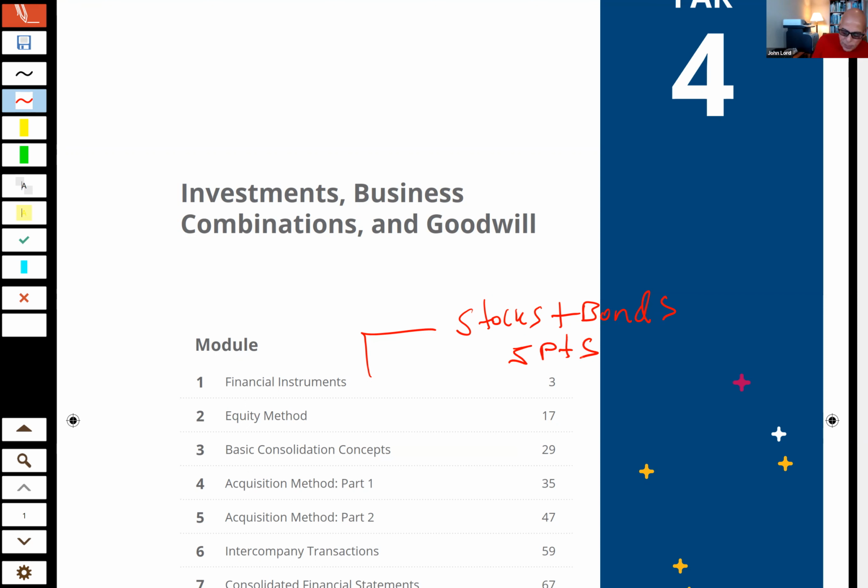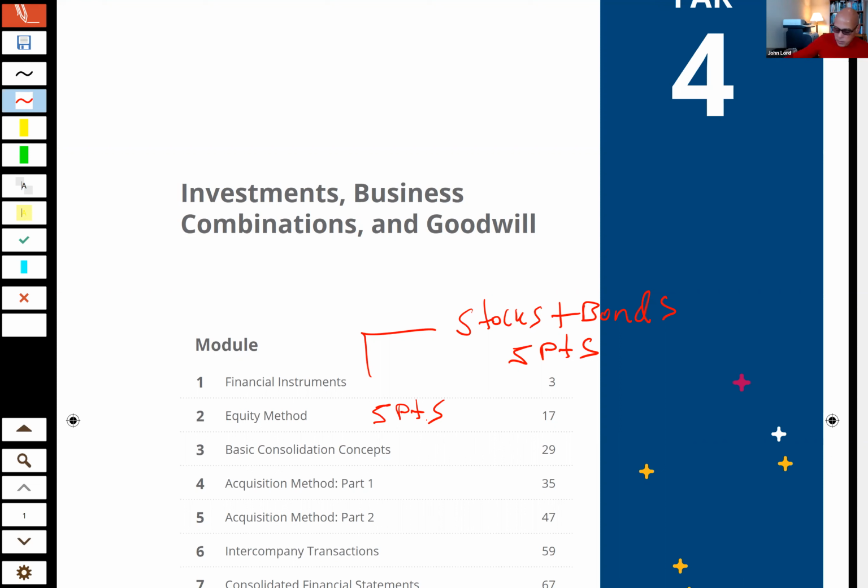Then we're going to talk about the equity method. Equity method is an accounting for stocks that is about 5 points on the exam. And we're going to see that if we get to a point where we own enough of the company where we can determine that we exert significant influence, we're going to have to switch from the fair value through net income method for our stock investments and move to the equity method.